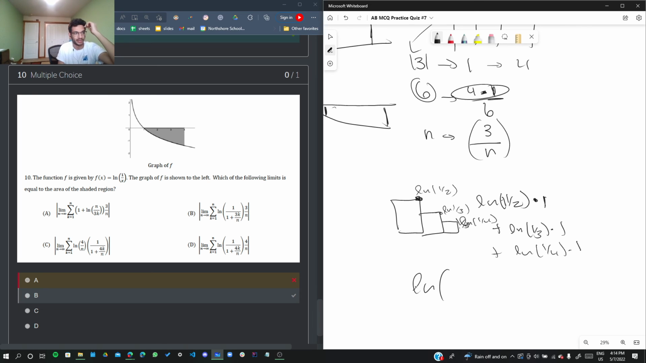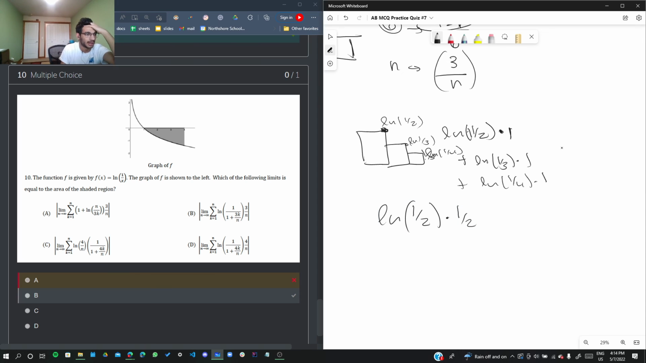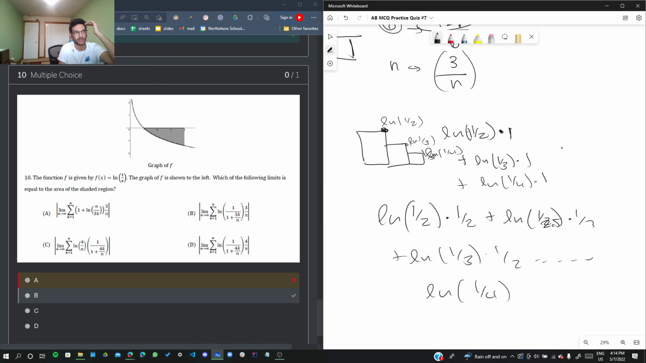Okay, let's try to find an easier way. Now let's say we're going to have 6 rectangles, right? It's going to be approximately this, but the width of each rectangle, if you have 6 rectangles, is going to be a half. And then it's just going to be natural log of 2 times 1/2 plus natural log of 3 times 1/2. And then you're just going to go all the way until you get to natural log of 4, because our interval is still up to 4.